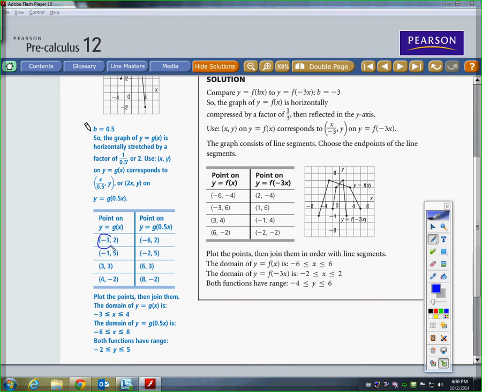We get this -3 is going to get multiplied by 1 over b. So -3 times the reciprocal of a half. The reciprocal of a half is times 2. So that's why -3 turns into a -6, because the reciprocal of a half is 2. All right, now let's go on to our next page.